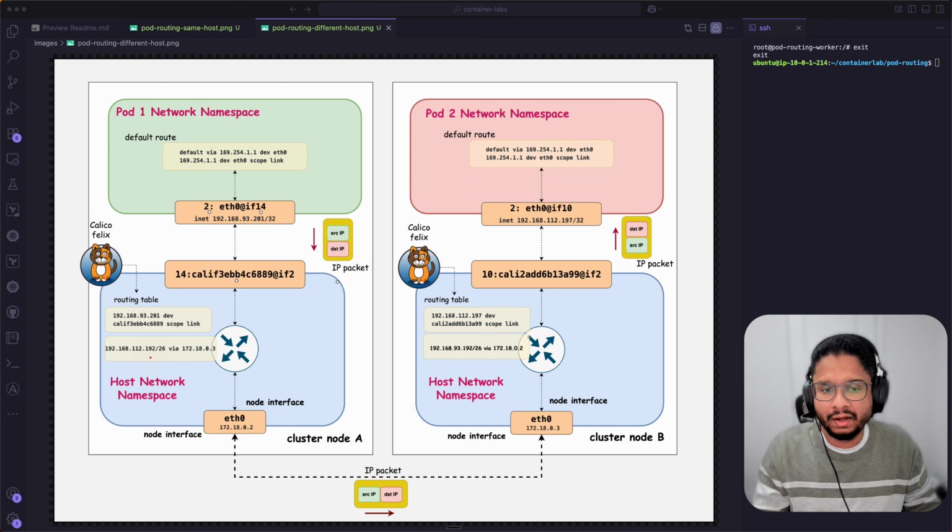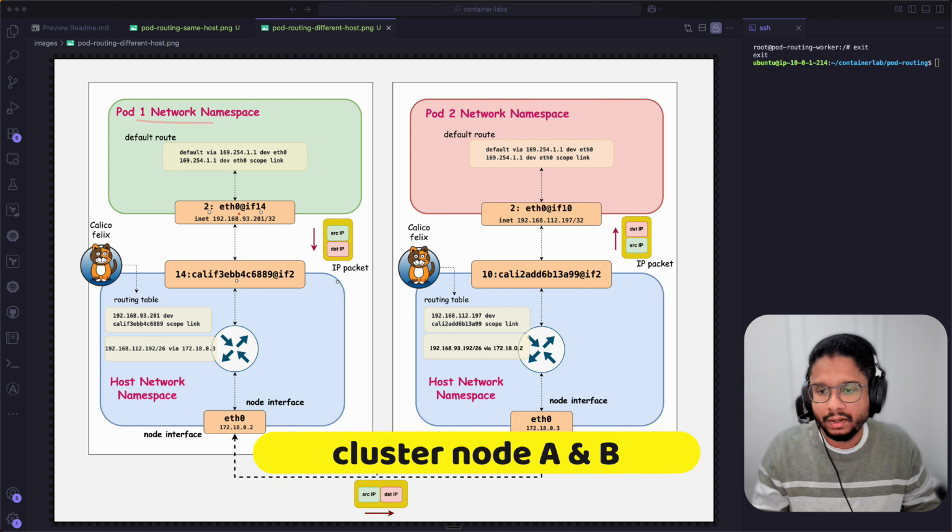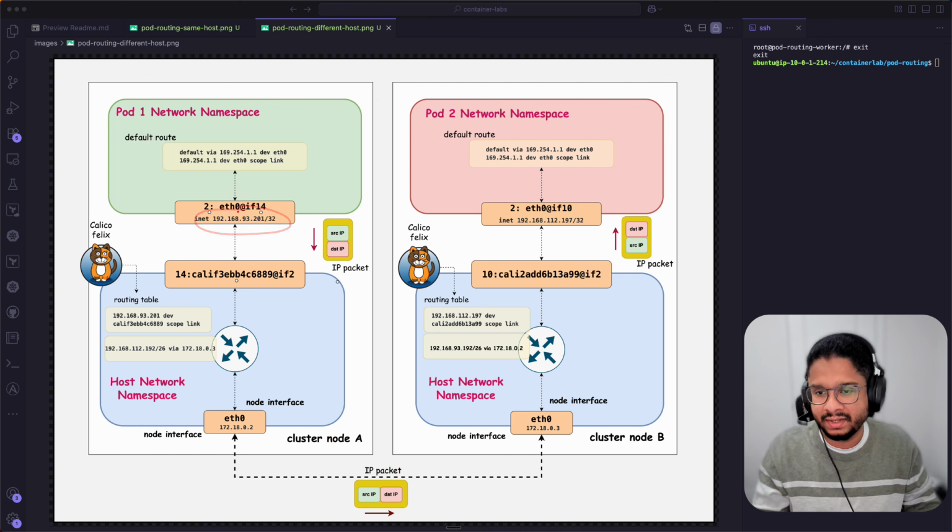So let's take this scenario. So we have two pods in two different nodes over here. So pod 1 is the same pod we looked at previously. It has an IP of 93.201.